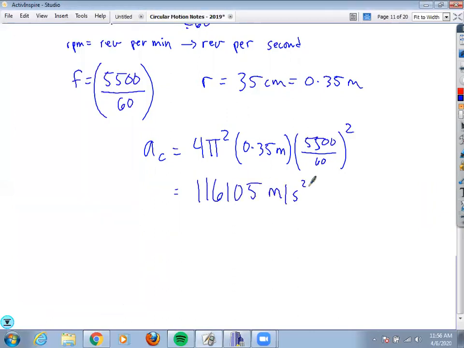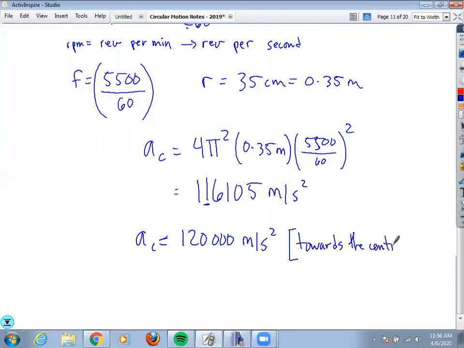meters per second squared. And if we want to take it to sig figs, I believe there has to be 2 sig figs here, so round the 1 followed by 6. So 120,000 meters per second squared. And the direction would always be towards the center, or if we want to abbreviate, TTC, towards the center. So that would be the acceleration of this grinding wheel, and it's a large number because it's spinning very, very fast.